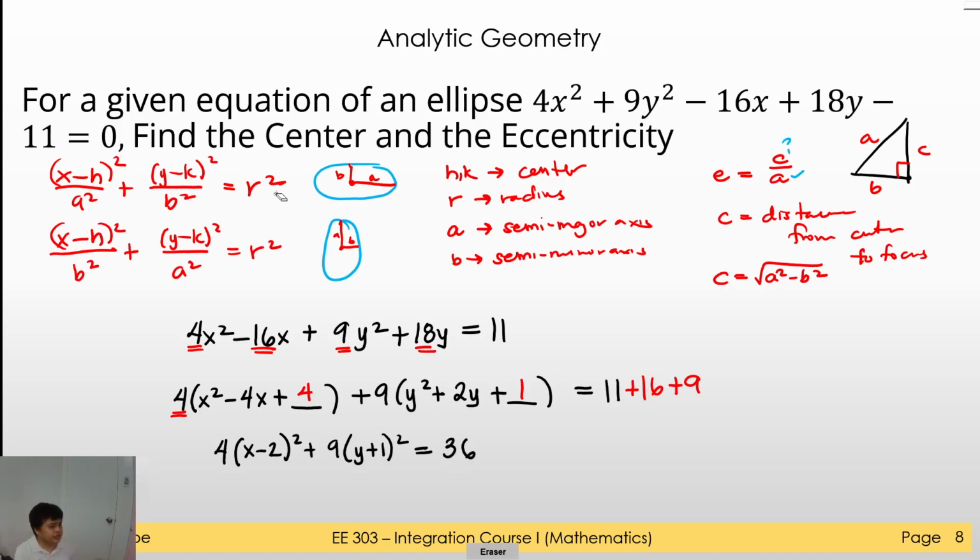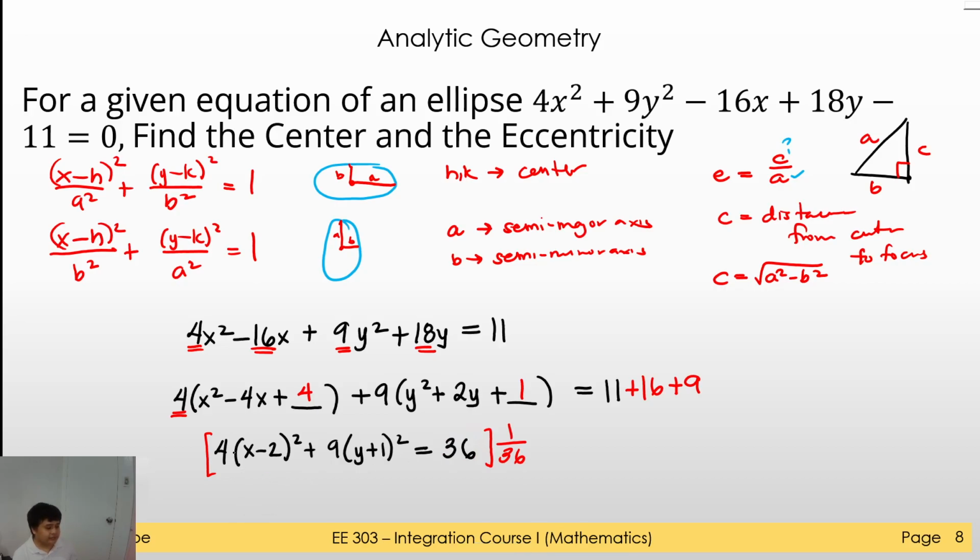And the goal here, sorry, this should not be r squared. I got this wrong. This should be 1, no? We have no radius in an ellipse, actually. My bad, sorry. I forgot about that. The goal here is to make the right side 1. So we have to divide this by 36. So the resulting equation, the right hand side will be 1.